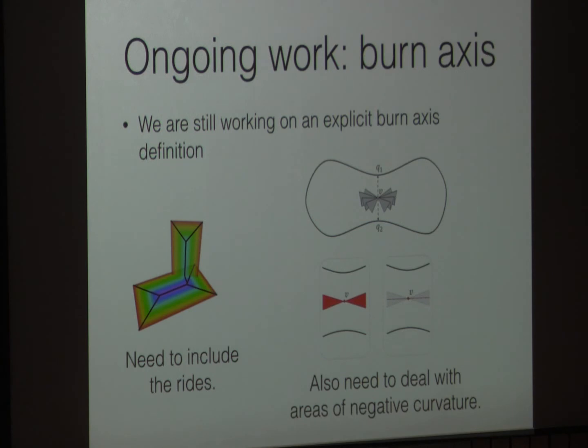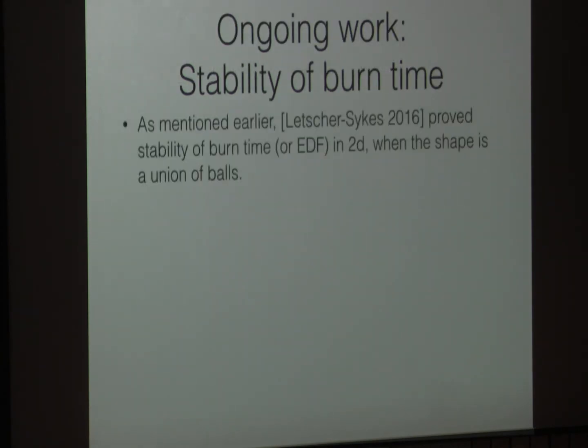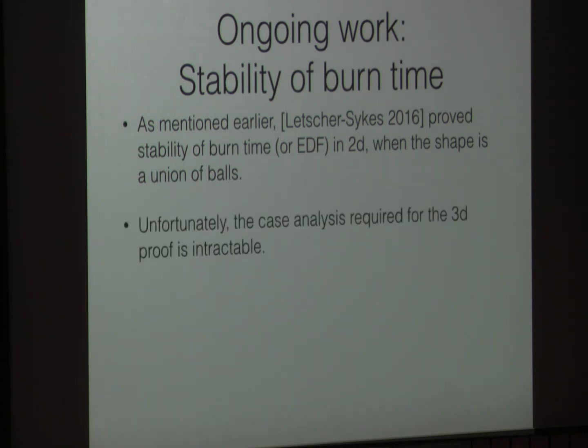So there are myriad issues to work out, and my co-author is a source of pathological examples and breaks every definition we've thrown at him, but we're still working on this. Stability in 3D, well, as mentioned, we have 2D. The case analysis for 3D broke me. I think I gave up on case 20 of 60.